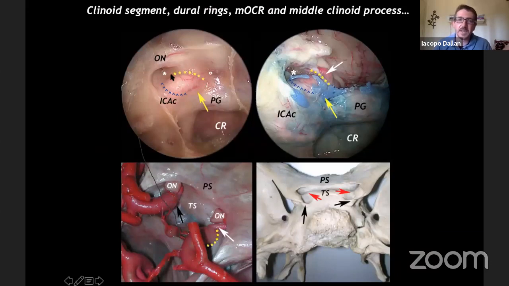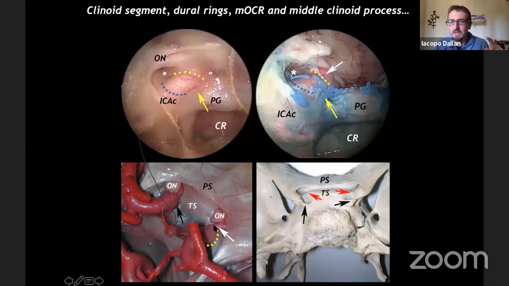Have a look there. The yellow asterisk and the blue arrowhead are showing you the upper and lower dural rings that, anatomically speaking, are the borders of the clinoid part of the ICA. And so have a look at this dissection. This is a bony dissection. This is a soft tissue periosteal layer dissection. You see the clinoid, and this is the cavernous, and this is the clinoid portion. And you see what I showed you before from above.